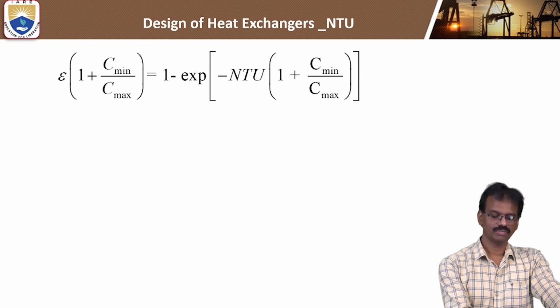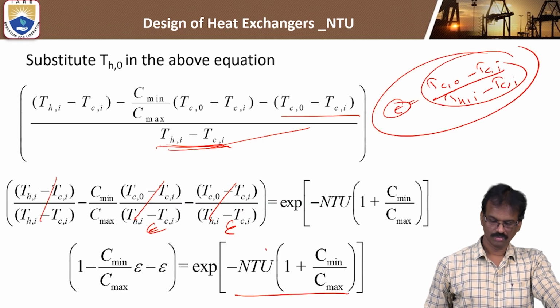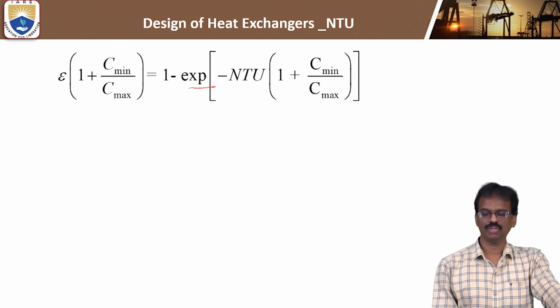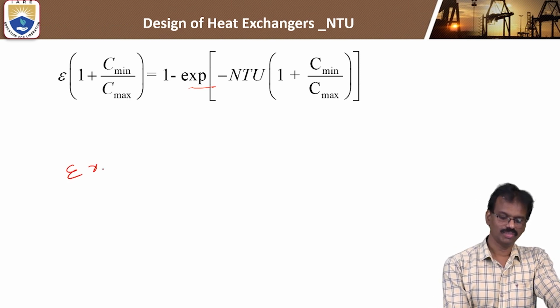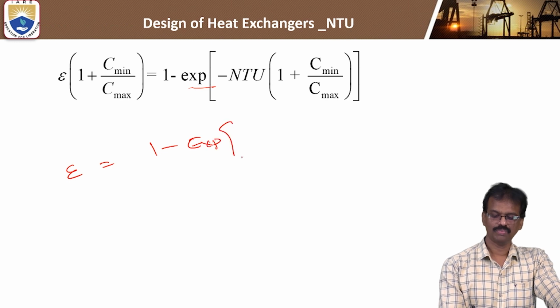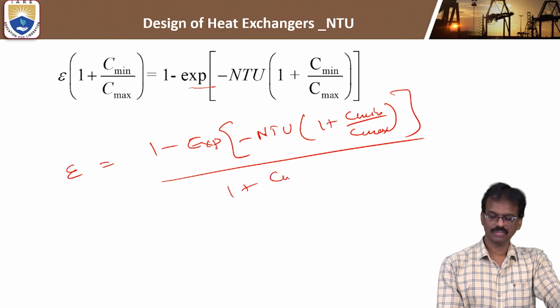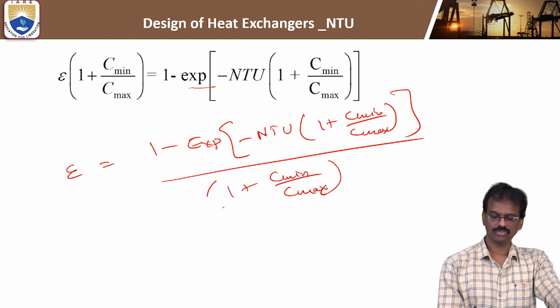Epsilon is the common term, so you can take it common and write the epsilon terms on one side and the remaining terms on the other side. So epsilon of (1 plus C minimum by C maximum) is equal to 1 minus exponential of minus NTU into (1 plus C minimum by C maximum). Then the epsilon formula is equal to, so that is the final formula: epsilon is equal to 1 minus exponential of minus NTU into (1 plus C minimum by C maximum) divided by 1 plus C minimum by C maximum. So this is the final formula.